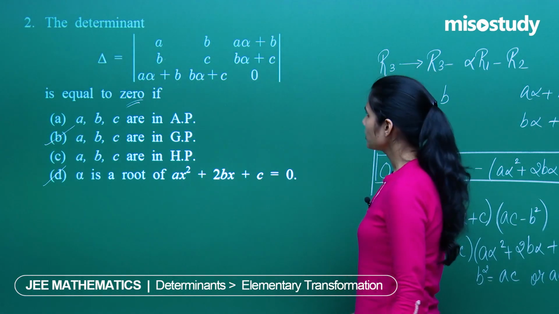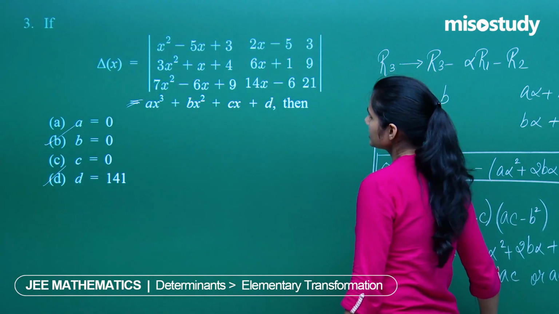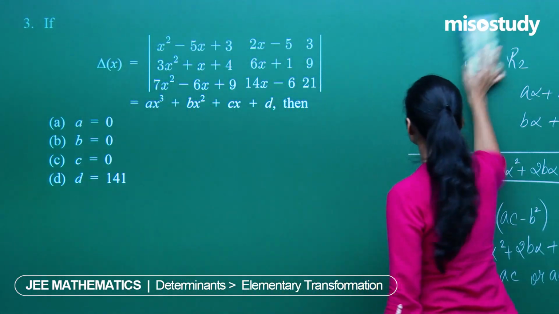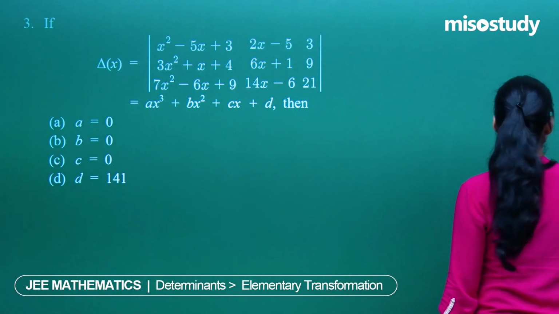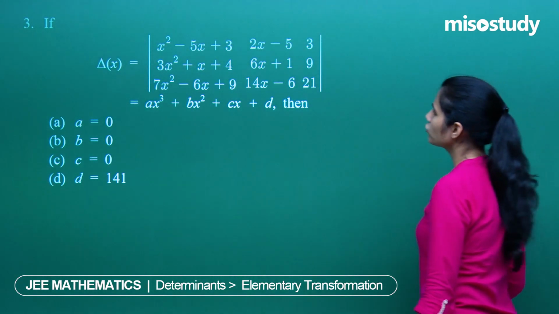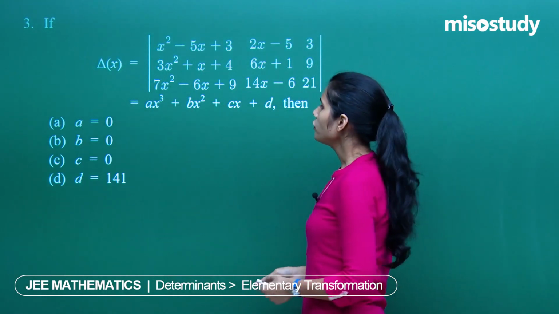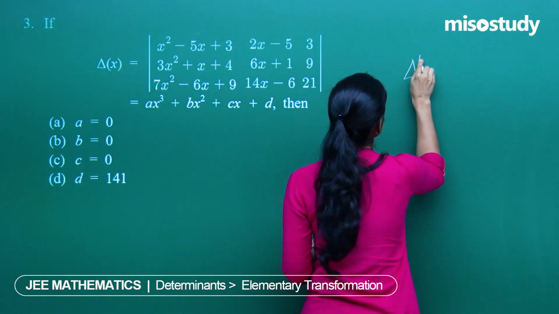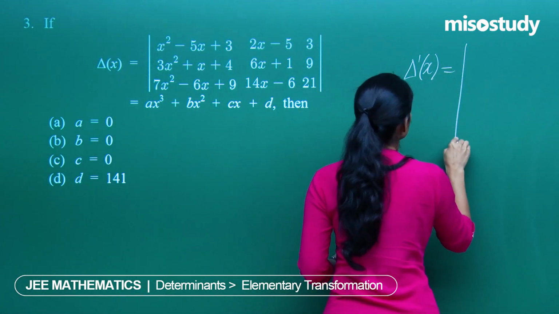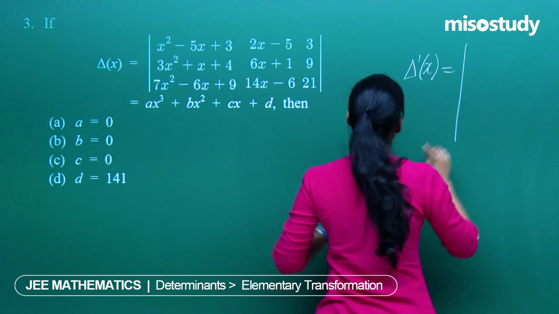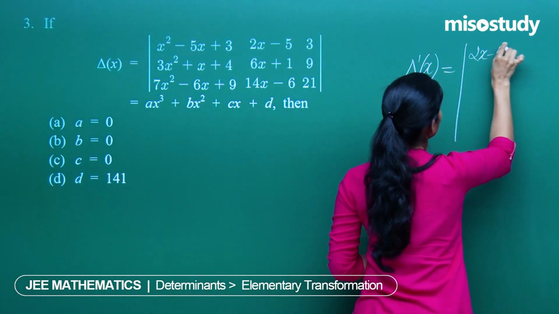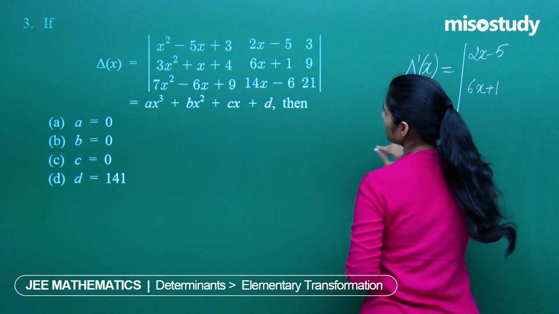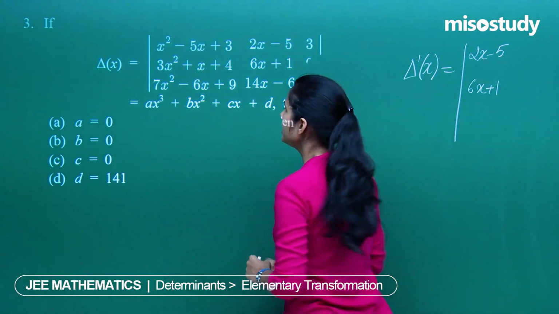Okay? Next question says what? If delta X is this, then talk about the value of A, B, C, D. Okay. So delta X is given to be a cubic polynomial to us basically. Now over here, if I want to talk about the values of A, B, C and D, I am going to be interested in delta dash X. What would this be? 2X minus 5. Then you have 6X plus 1. I am differentiating every term on the first column.